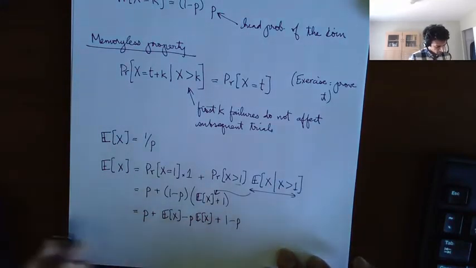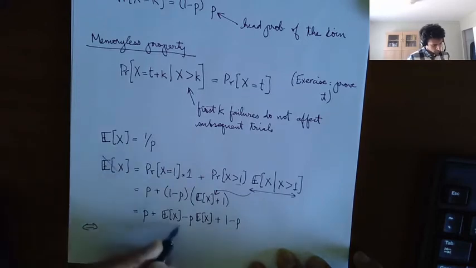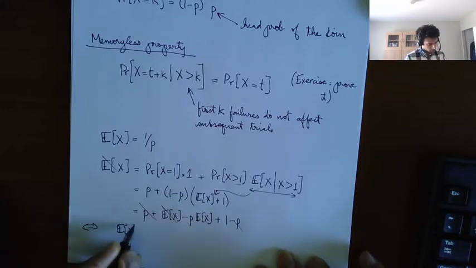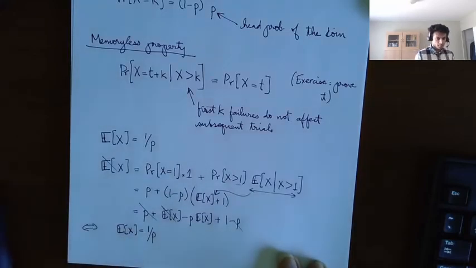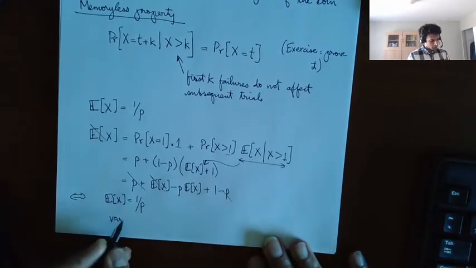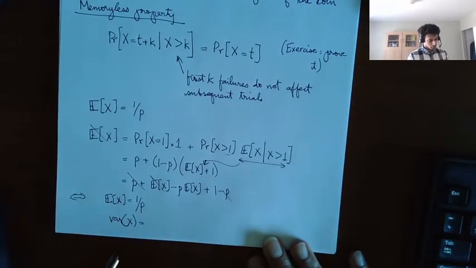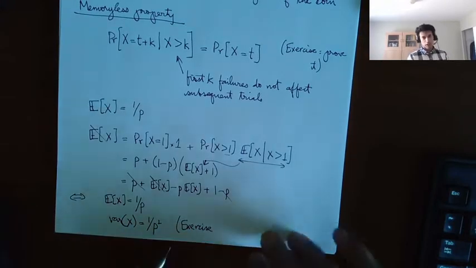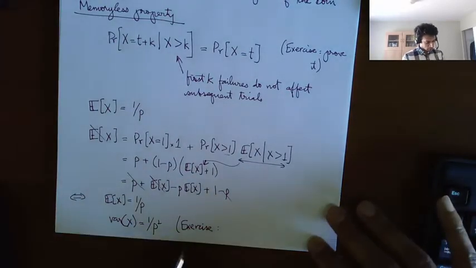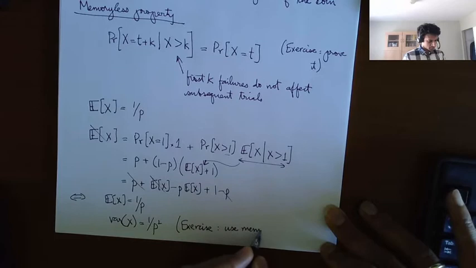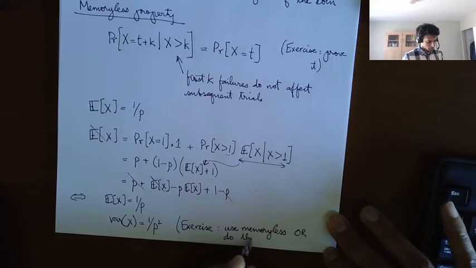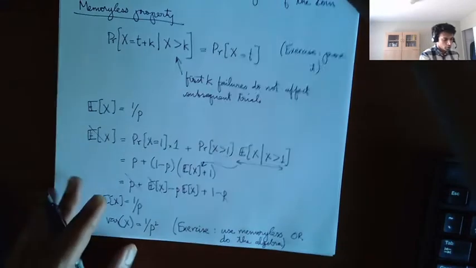And so this is going to cancel out with that, and this is going to cancel out with that. And so what you just get is that the expectation of X is 1 over p. You can also prove that the variance of X is 1 over p squared. Again, exercise. You can crank out the formula exactly, or you can use the memoryless property, or just do the algebra. So this is a geometric random variable.